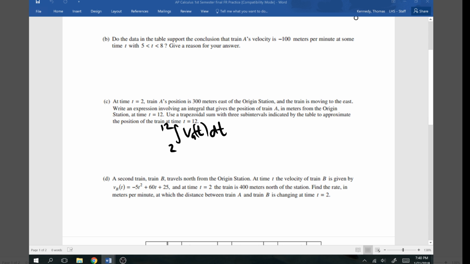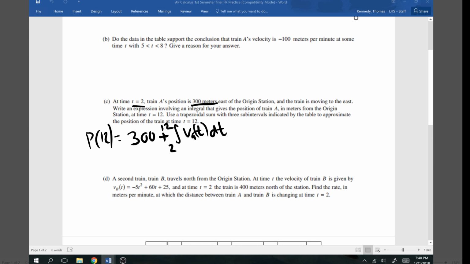And then because we start at 300, we need to add an additional condition. I start at 300 and then I add the change that happens from 2 to 12 in the velocity. And if I integrate that, it gives me the position change from 2 to 12. And this will give me where my position is now, this integral expression. So yeah, this is the position at 12.